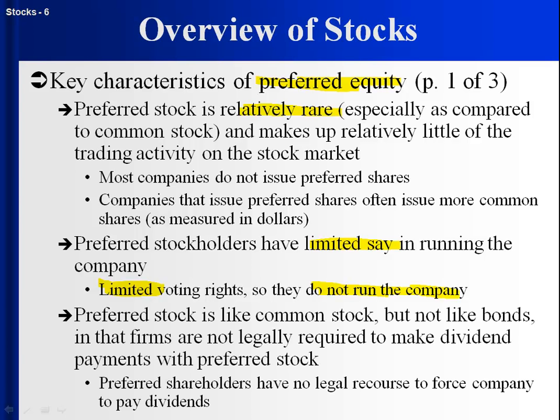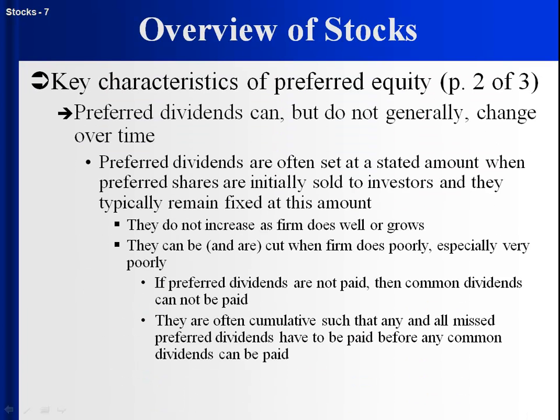One of the characteristics of preferred stock is that it's like common stock, in which firms are not legally required to make dividend payments. So if the firm can't pay the dividend, there's no legal recourse for preferred shareholders to say, hey, wait a minute, we demand our money and we're going to force you to pay us. Preferred dividends can, but generally don't, change over time.